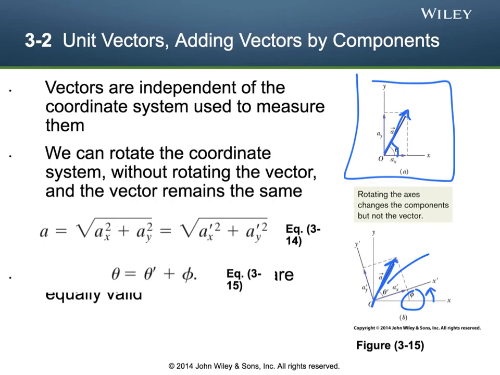Now our components change. We had a small x component here, but by rotating the axis, that made a bigger x component in the second situation and a smaller y component than what we once had. But it still keeps A the same. The vector does not change, just now the components have changed because our perspective has changed. Now, if we want to know how theta, theta prime, and phi relate, well, theta has to equal that change in the rotation of the coordinate system plus the new theta or theta prime.